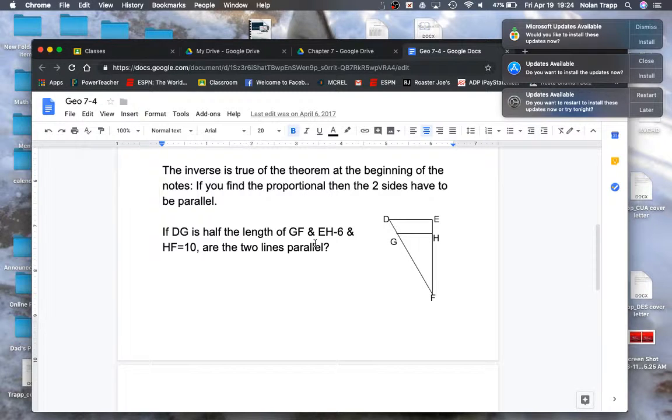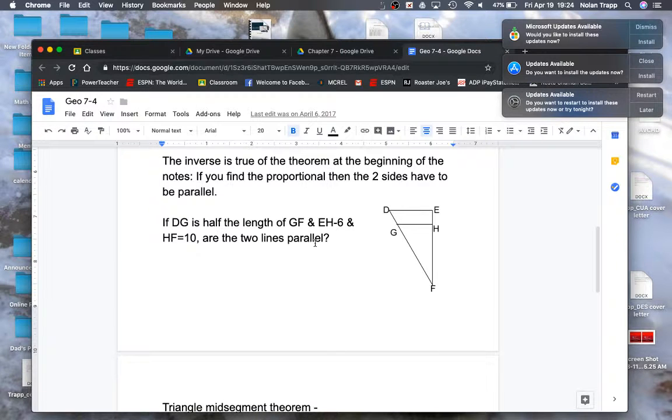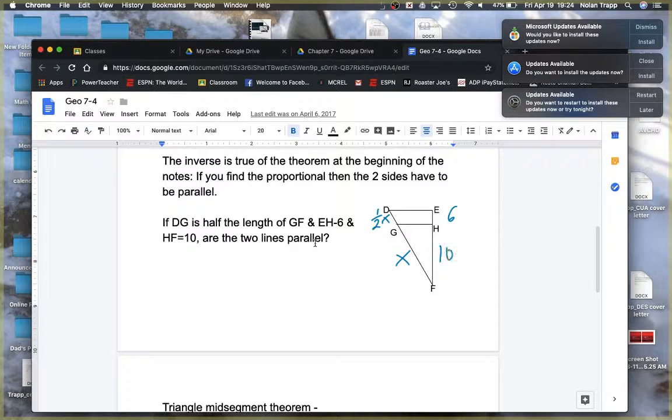The inverse is true of the theorem at the beginning of the note. At the beginning, if you find them proportional, then the two sides have to be parallel. So if we go through this, I know DG is half the length of GF. So I'm just going to call it 1 half of X. I'm going to call that X. And I know that EH is 6 and HF is 10.